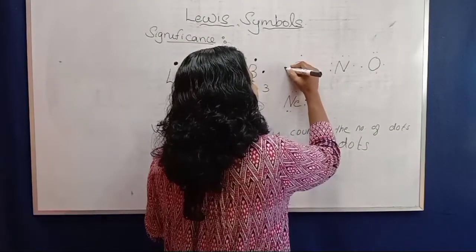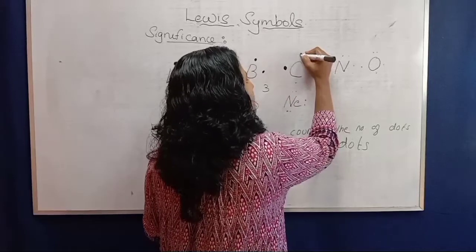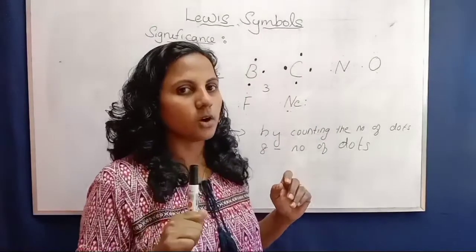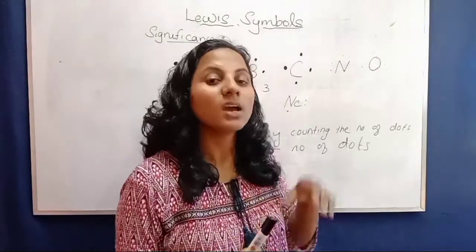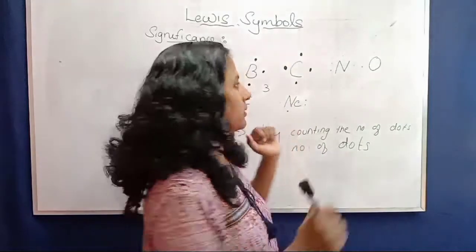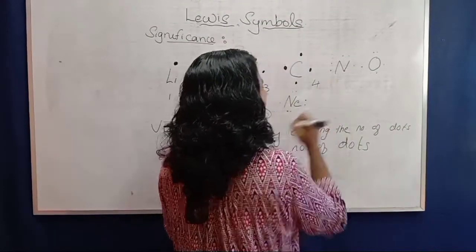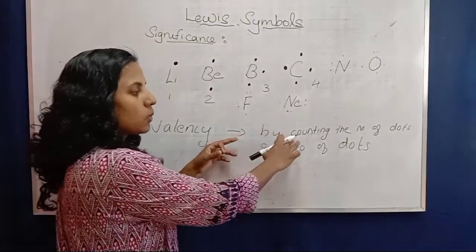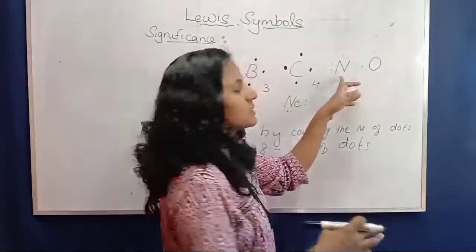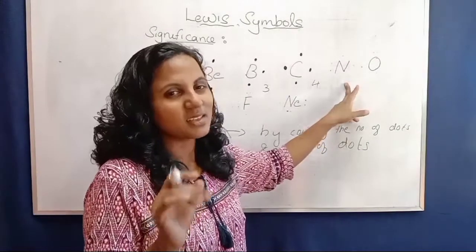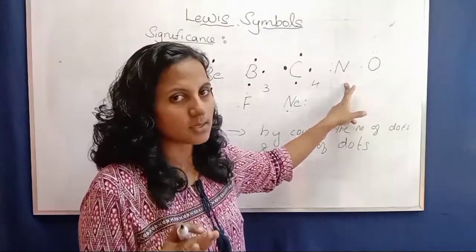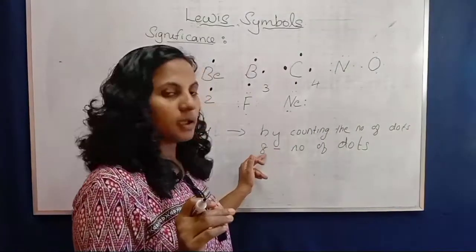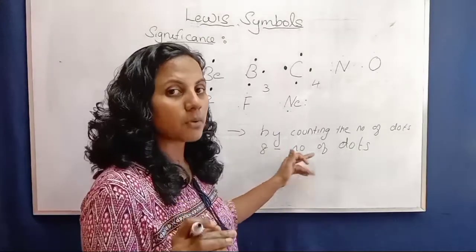What will be the valency of carbon? Come on, just try. How many dots are there? There are 4 dots. Therefore, the valency of carbon will be 4. Now, these valencies we have found by counting the number of dots. Next is nitrogen. Nitrogen's valency is not obtained by counting the dots. Then how? Nitrogen's valency is obtained by 8 minus number of dots.